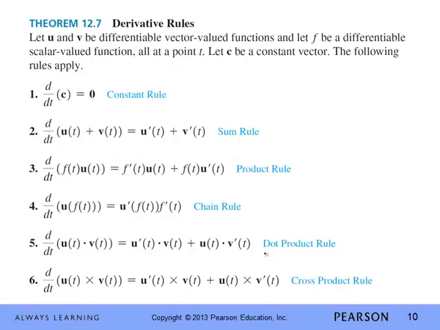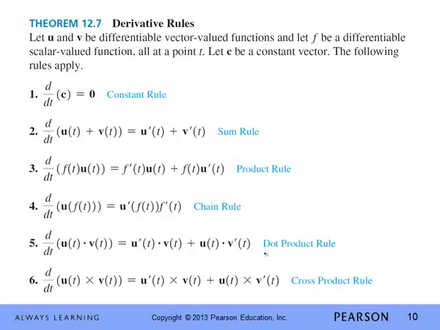Now, if f and u were both vector functions, then we would need to deal with either the dot product or the cross product, because that's how we multiply two vectors, right? Each one of those, dot product and cross product, has its version of the product rule. Do these look kind of familiar? Quite analogous to the Calc 1 version of the product rule.